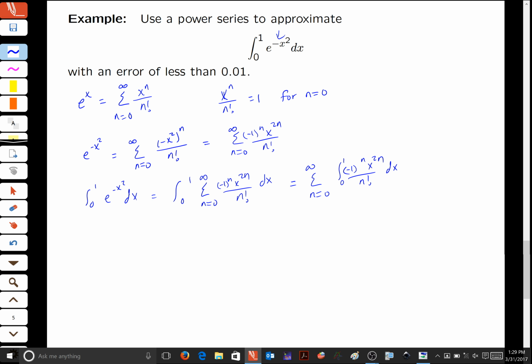What should we do with our minus 1 to the n and that n factorial? They're constants. Pull them out in front of the integral. So I'm going to have minus 1 to the n over n factorial. And then what's the integral of x to the 2n? Add 1 to the exponent, x to the 2n plus 1. Divide by your new exponent. And then remember, we're plugging in 0 and 1 for the x values.